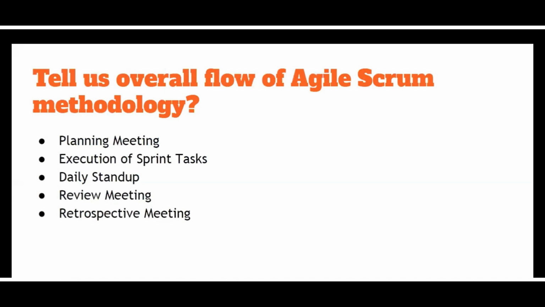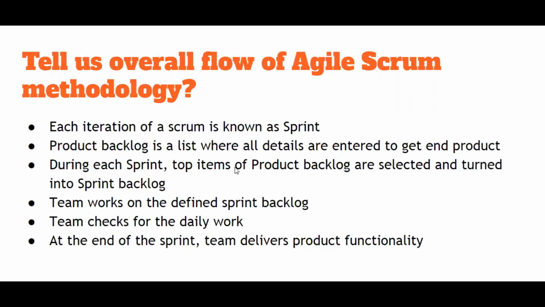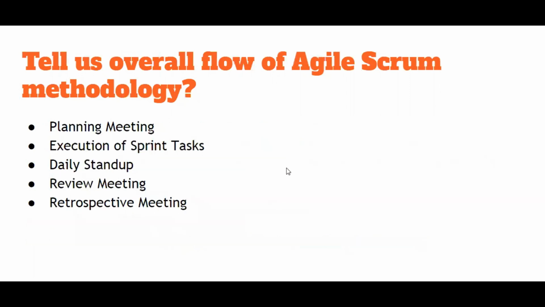Then during each sprint, top items of the product backlog are selected and turned into the sprint backlog. Now, the team works on the defined sprint backlog. The team checks the daily work. At the end of the sprint, the team delivers product functionality. Okay, so this is how your Scrum works.